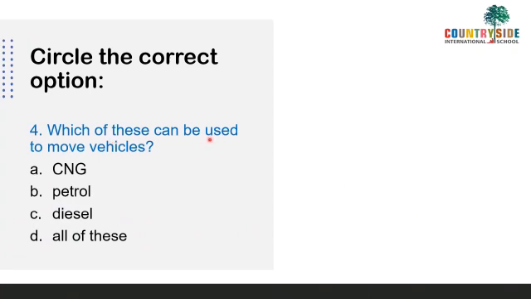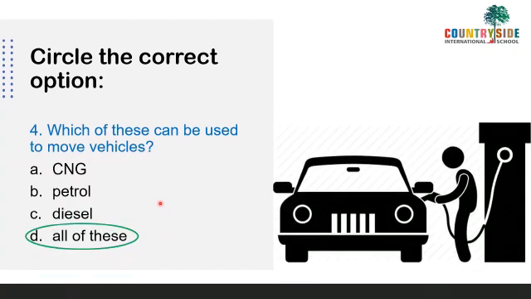Which of these can be used to move vehicles? What is used to move the vehicles? CNG, petrol, diesel or all of these? All of these. There are some vehicles which use CNG gas. There are some running on petrol. There are some running on diesel. So all these things are used for the vehicles to move.